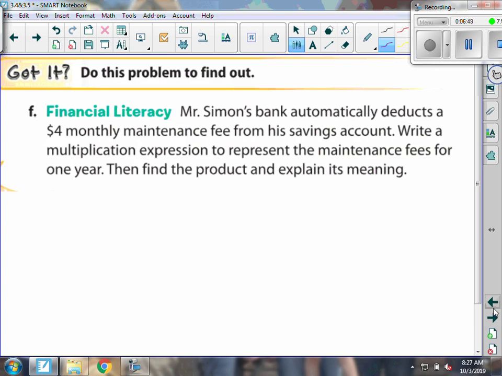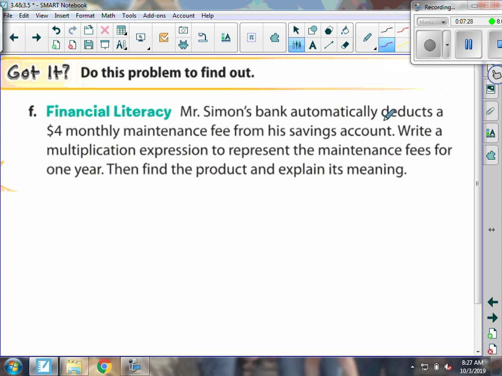Copy this one down and try this one on your own. Mr. Simon's bank automatically deducts a $4 monthly maintenance fee from his savings account. Write a multiplication expression to represent the maintenance fees for 1 year. Then find the product and explain its meaning.